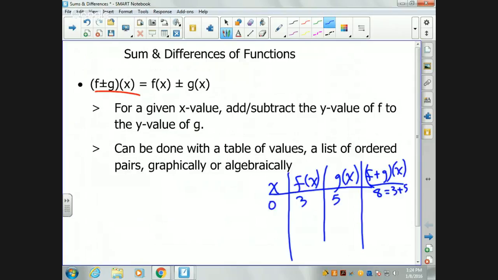Would it be log x plus sine x? Yep. Or would it be log plus sine? Nope. It would be log x plus sine x. And we're going to do an example so you can see that.